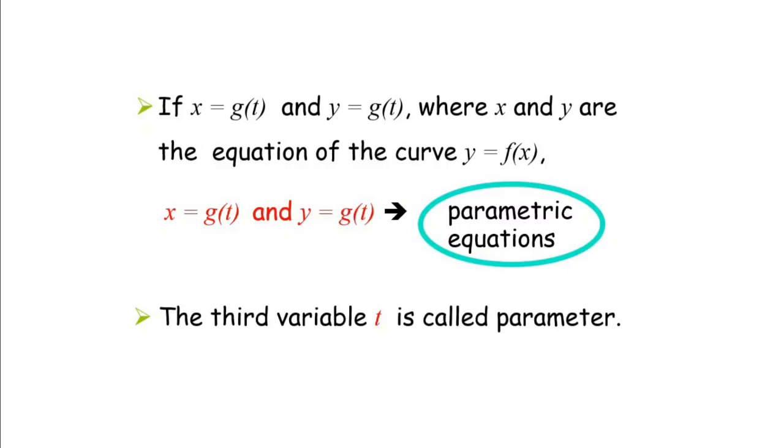If x equals g(t) and y equals f(t), where x and y are the equation of the curve y equals f(x), so we have x equals g(t) and y equals f(t). The third variable t is called the parameter, and this is what we call parametric equations.